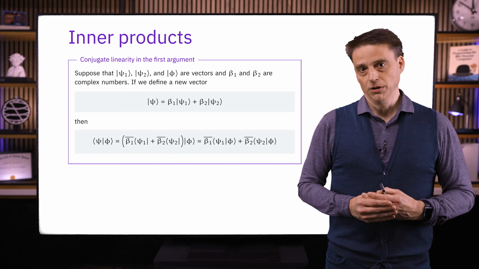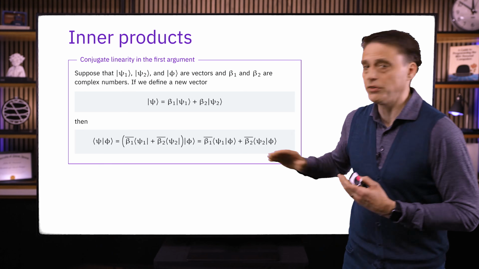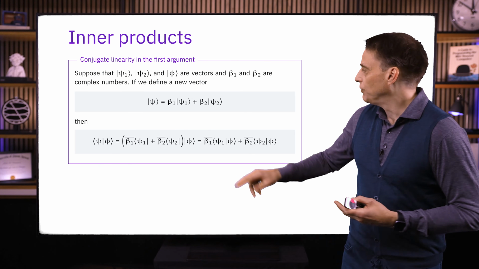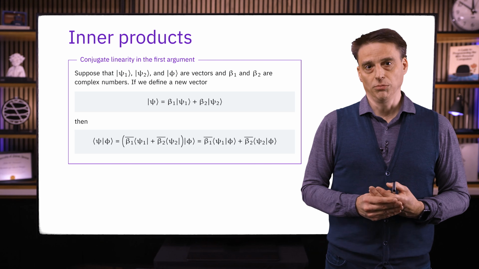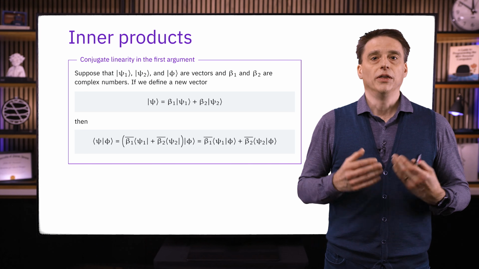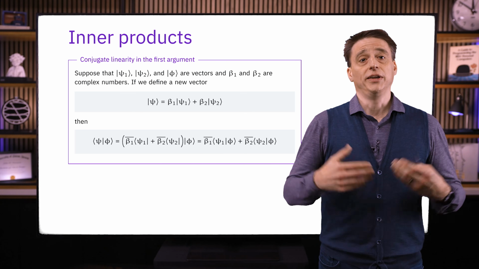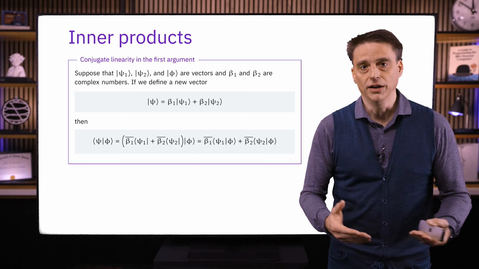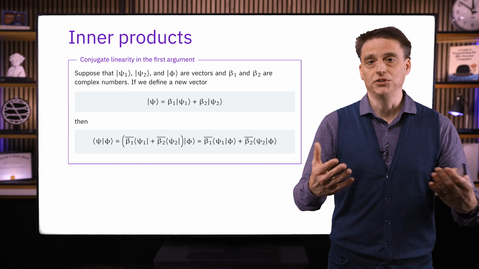And we also have that the inner product is conjugate linear in the first argument, which you can see expressed right here. If psi is this linear combination of vectors, then if we take the inner product of psi and phi, then bra psi becomes this vector that we see right here, where we take the complex conjugate of beta 1 and beta 2, and so this is the result. And that's what's meant by conjugate linearity.